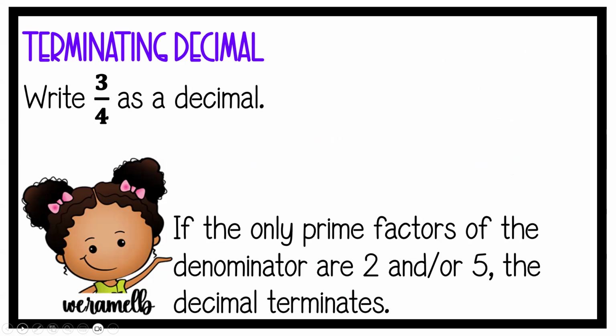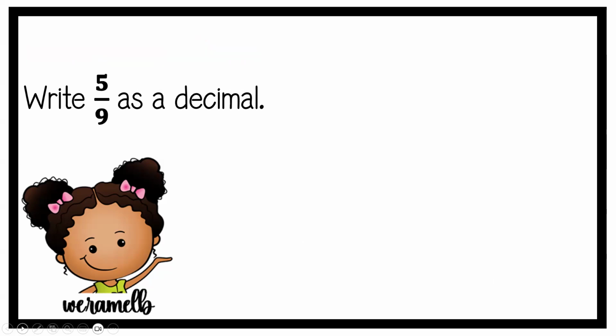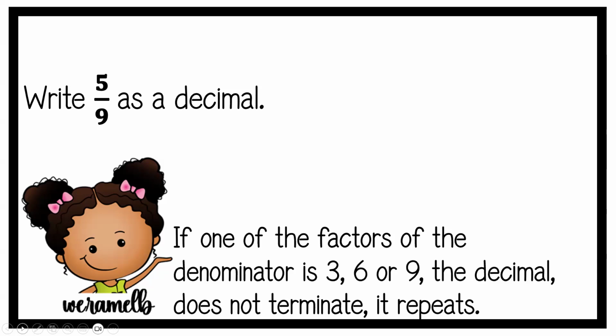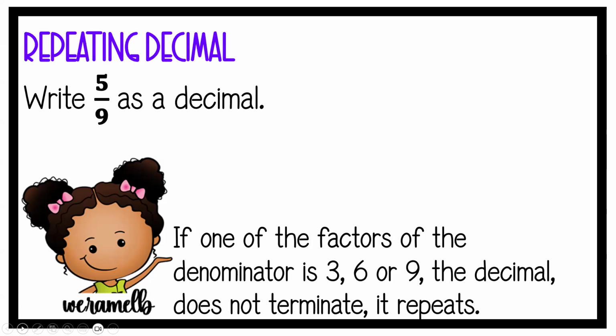Now let us try this one. What if I have 5/9? Look at your denominator. 9. Are the prime factors 2 and 5? No, it is 3. If a prime factor of your denominator is 3, then you do not have a terminating decimal. Let us see what happens. It repeats. So it is producing a repeating decimal.